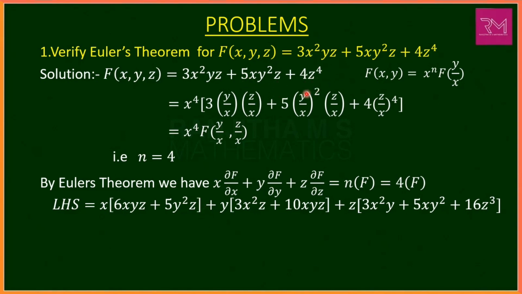This value becomes 0, plus similarly y into del f by del y value means we have to differentiate this equation partially with respect to y. Here 3x square z is constant, take as it is, into differentiation of y is 1.